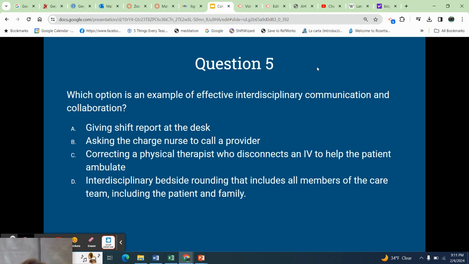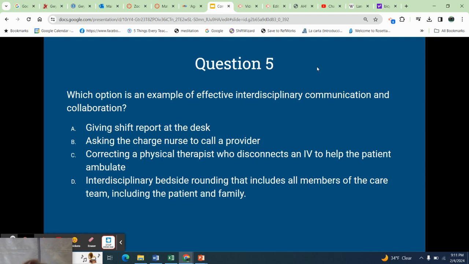Okay, last one. Question five, which option is an example of effective interdisciplinary communication and collaboration? A, giving shift report at the desk. B, asking the charge nurse to call a provider. C, correcting a physical therapist who disconnects an IV to help the patient ambulate. Or D, interdisciplinary bedside rounding that includes all members of the care team, including the patient and family.